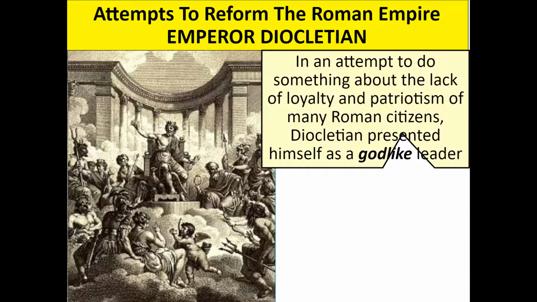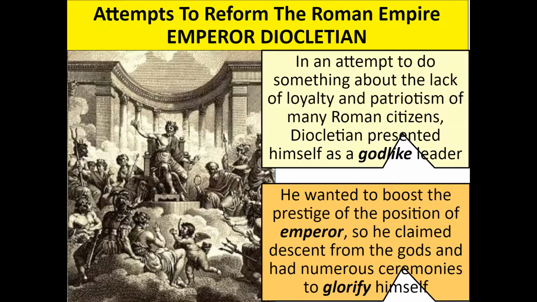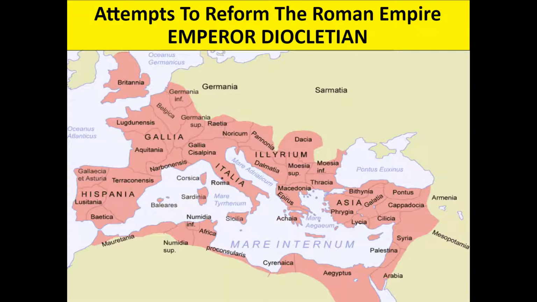In an attempt to do something about the lack of loyalty and patriotism of many Roman citizens, Diocletian presents himself as this godlike leader, and he starts to try to boost the prestige of the position of emperor. So he claims to be descended from the gods. He has numerous ceremonies to glorify himself, so that people in the empire are not loyal to their local generals. They're not loyal to their local governors. He wants people in the empire to be loyal to him, to be loyal to the emperor himself.